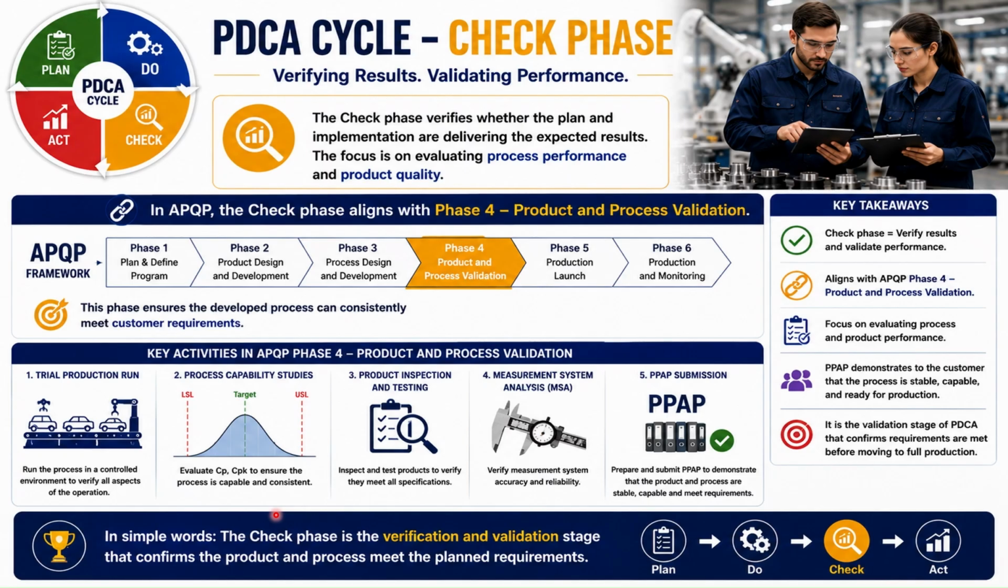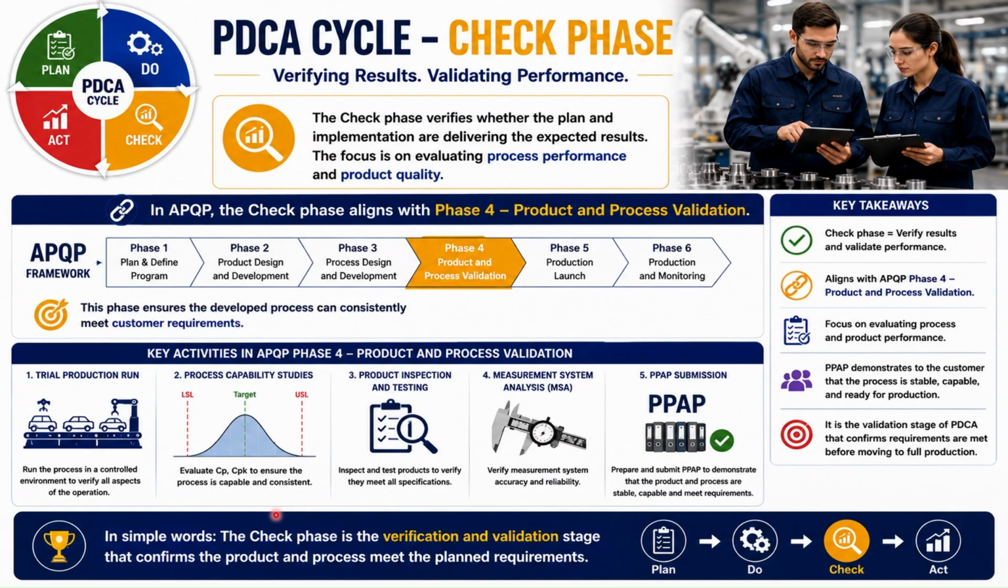When we compare the PDCA cycle with APQP, the check phase aligns primarily with Phase 4, product and process validation. This phase is designed to verify that the manufacturing process can consistently produce products that meet customer requirements and quality expectations. Typical validation activities include trial production runs, process capability studies, Cp and Cpk, product inspection and testing, measurement system analysis, or MSA, to verify the accuracy and reliability of the measurement system.